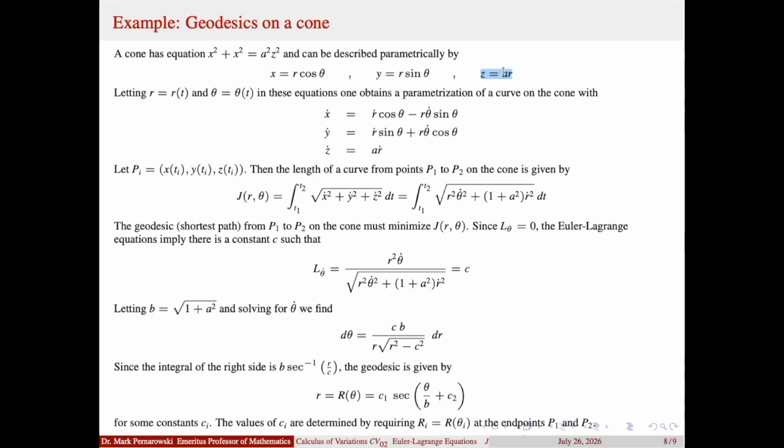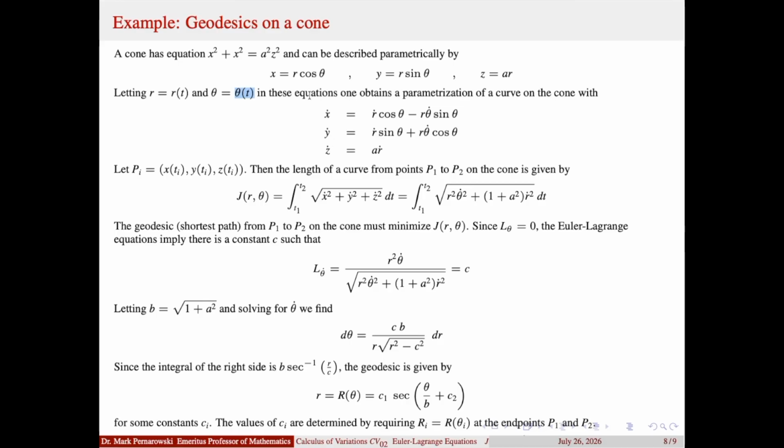All right, so here's a parameterization of this surface, and I'm now going to let r be a function of t and theta be some function of t, and that'll describe a curve on this thing. And I want to know what the length of that curve is. Well, I can't get it directly just from this. I need to know what x dot, y dot, and z dot are.